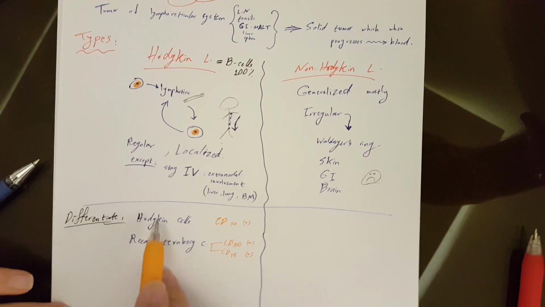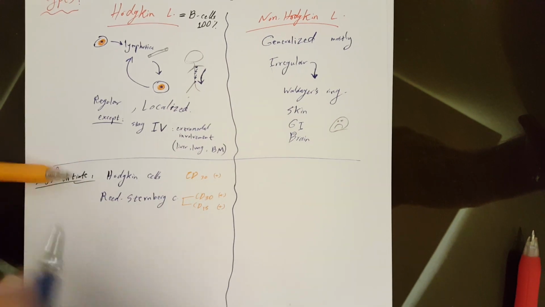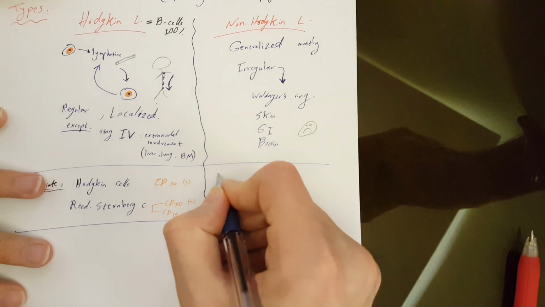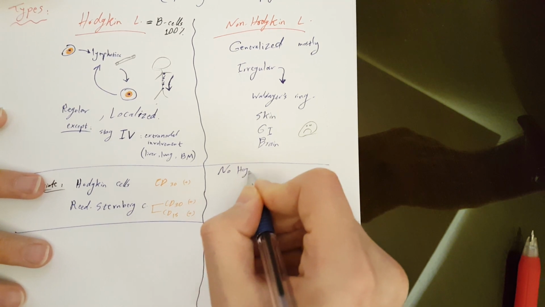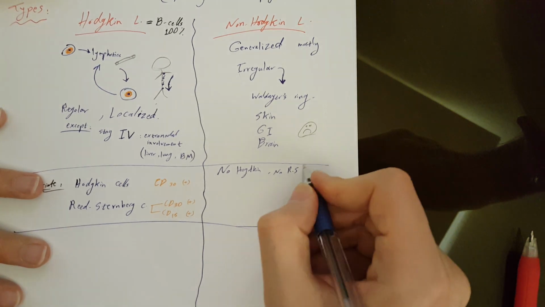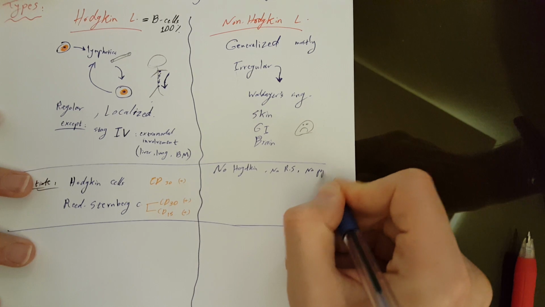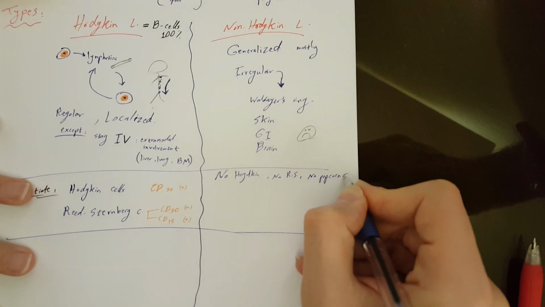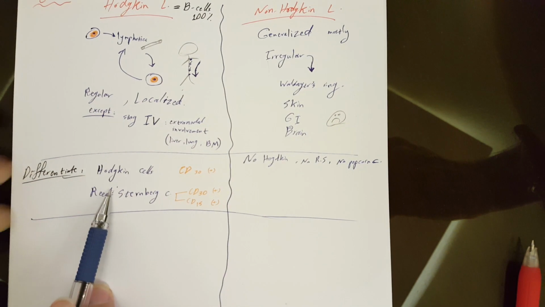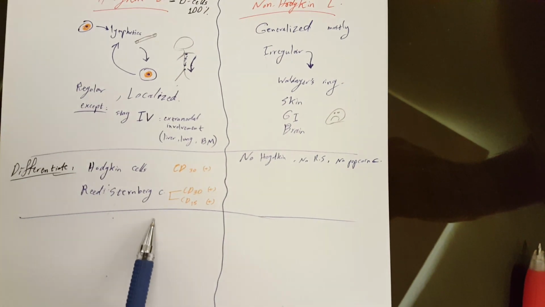Okay, so we can check for these cells and figure out if it's a lymphoma. This one, the non-Hodgkin, unlike this, you don't have Hodgkin cells, as we said, no Reed-Sternberg cells, and no popcorn cells. Popcorn cells are also cells that can be found in Hodgkin, but only in some types of it. You'll see this one will have subtypes.